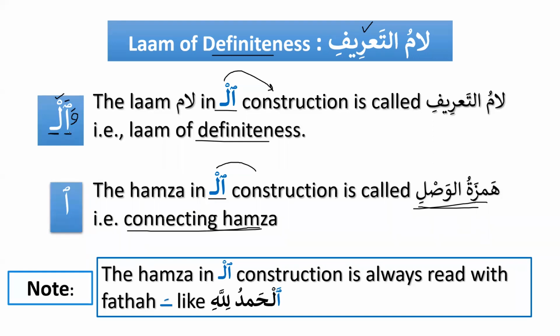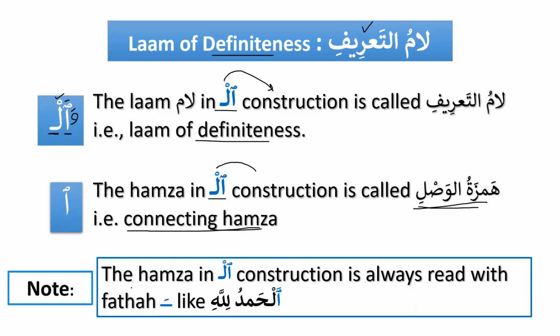So as I told you, Hamza is very delicate, and also it's very naughty. So it comes, it disappears. It is pronounced, it is not pronounced. Okay. So when we say wal, it is not pronounced. But when we start with al, then we have to pronounce it. Tarif means definiteness, yes. Okay.